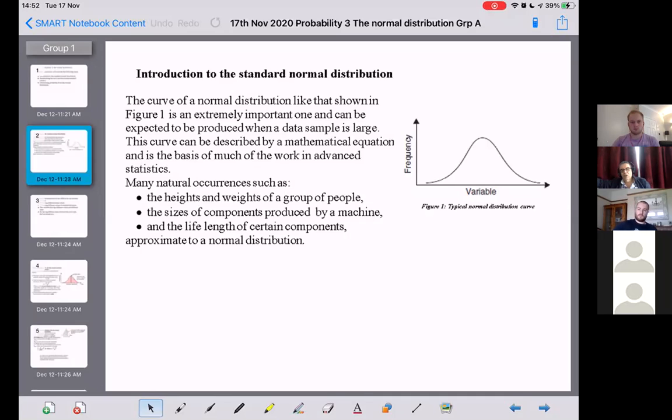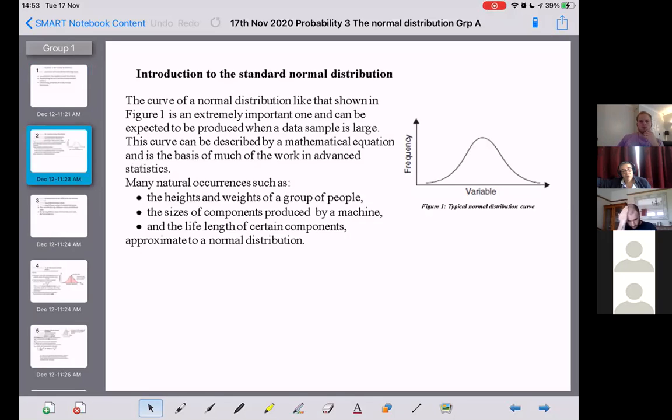For example, the results from GCSE maths over the whole country would fit a standardized normal curve. I don't know exactly how they do it, but that's the way they make sure that different exam papers over different years give the same standard of results for a particular grade. So it can be described by a mathematical equation. We'll look at that quickly, but you're not expected to use it on this course and at this level. And it is the basis of much work in advanced statistics.